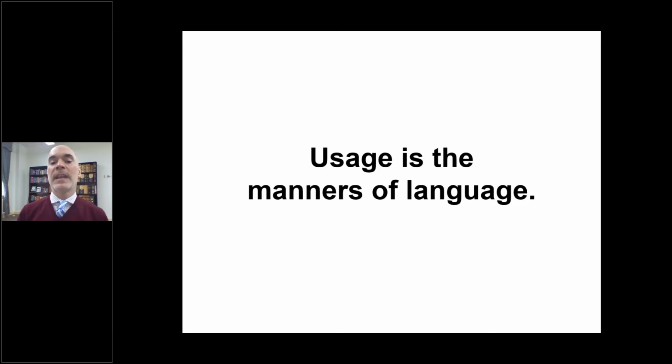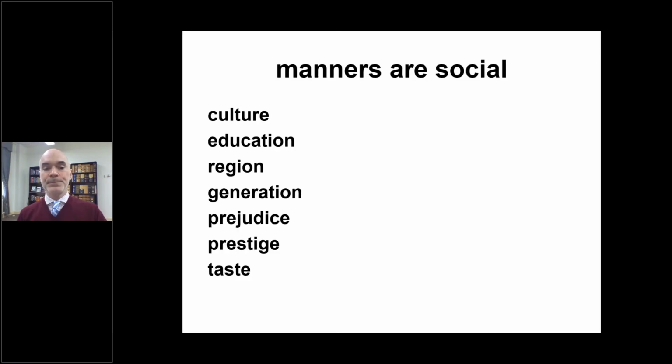And this is what I mean. This is getting to this idea of manners. Usage is the manners of language. And manners are not linguistic. Manners are extra-linguistic. Manners refer to culture. They refer to education. They refer to religion, or your age, your generation, or prejudice. That could be linguistic prejudice. It could be prejudice for a certain kind of food. Prestige, and again, that gets to this idea of standard English, which is the prestige dialect. And finally, taste. Our taste is formed individually by our experiences, by our acquaintances, by our family, by our region.